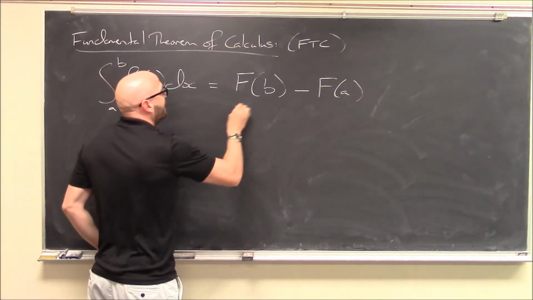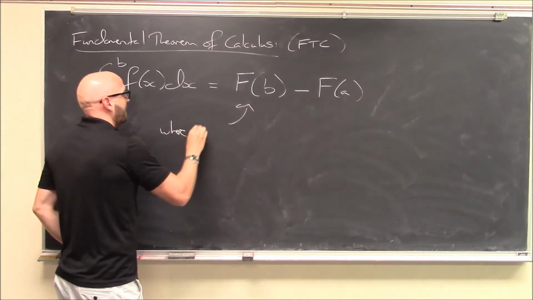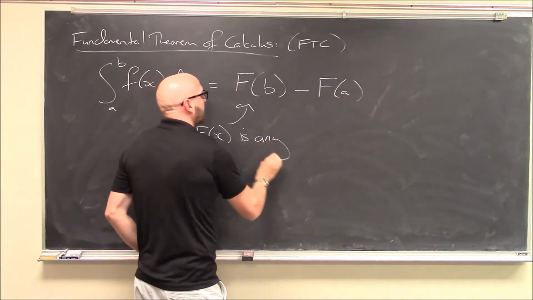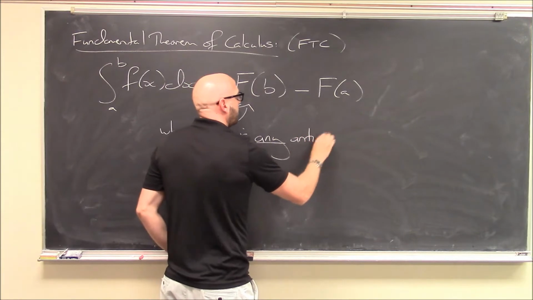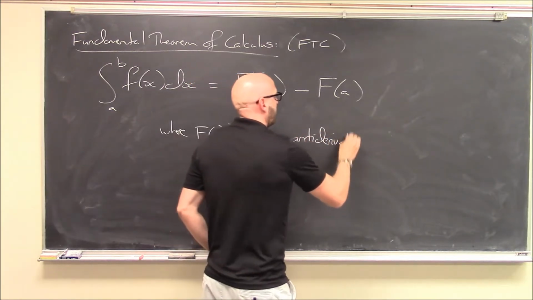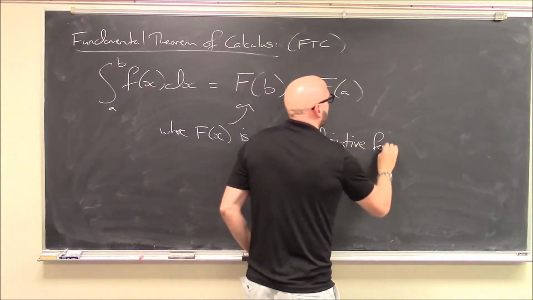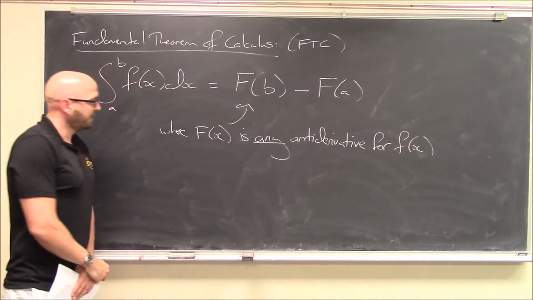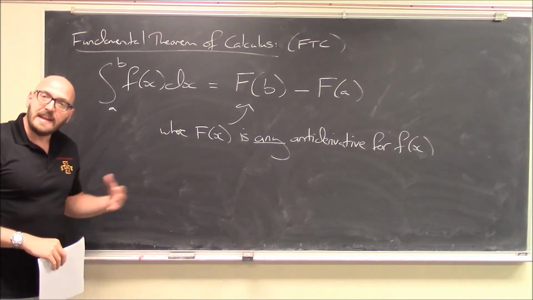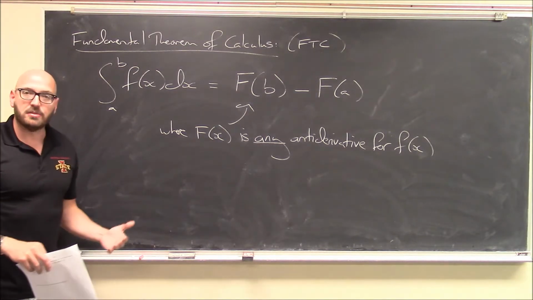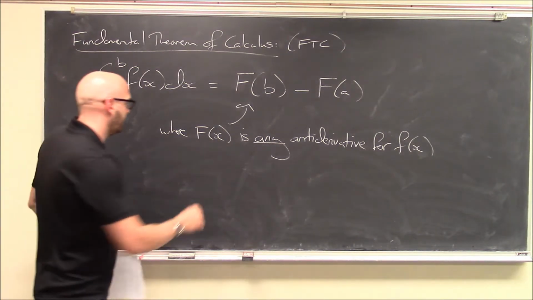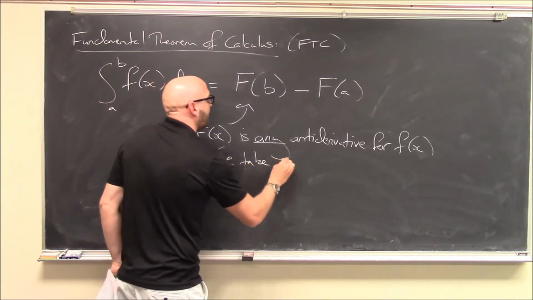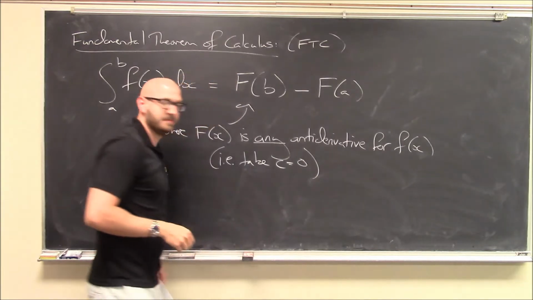So, where big F of x is any antiderivative for little f of x. And since you're allowed to take any antiderivative, you might as well take the simplest one, where c is 0. Alright, so take c equals 0.